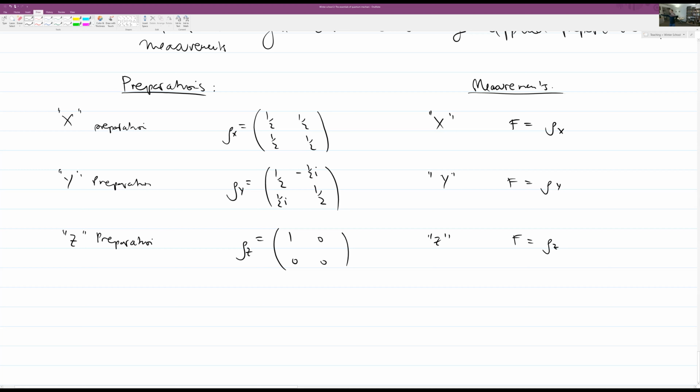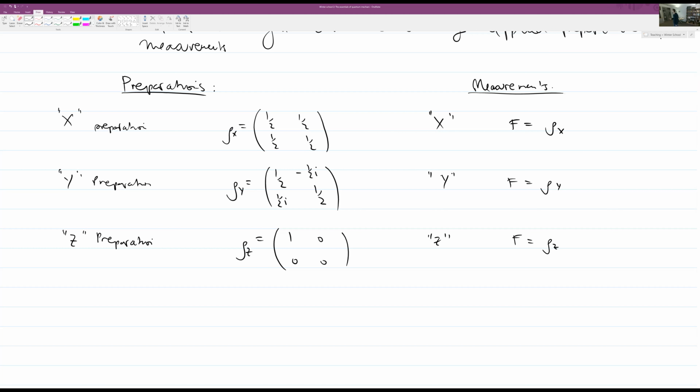Okay, here's your list of basic preparations and measurements in quantum mechanics. You can go ahead and sort of do 9 experiments this way, right? You can try all forms of preparing and measuring to see what comes out. You can prepare your system in the X preparation and measure the Y measurement and see what comes out. You can prepare in the Z and measure the X and see what comes out. So you have 9 possible preparations and measurements.